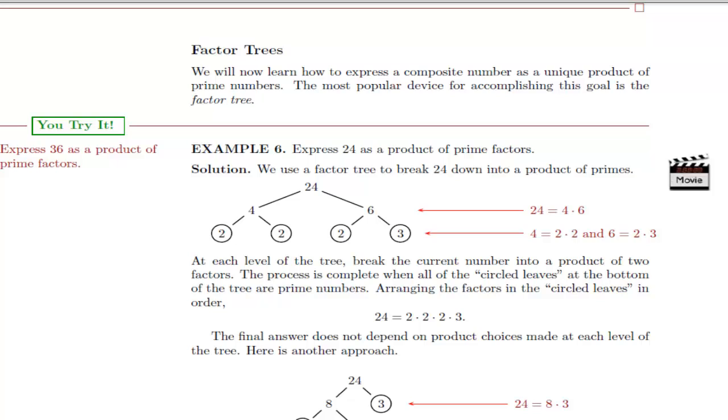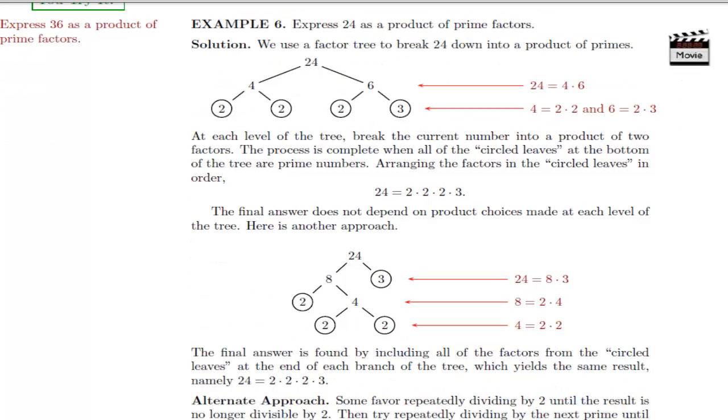Factor trees. We will now learn how to express a composite number as a unique product of prime numbers. The most popular device for accomplishing this goal is the factor tree. Example 6. Express 24 as a product of prime factors. Solution. We use a factor tree to break 24 down into a product of primes.